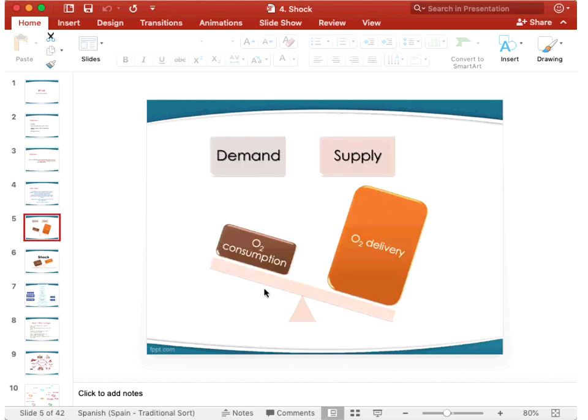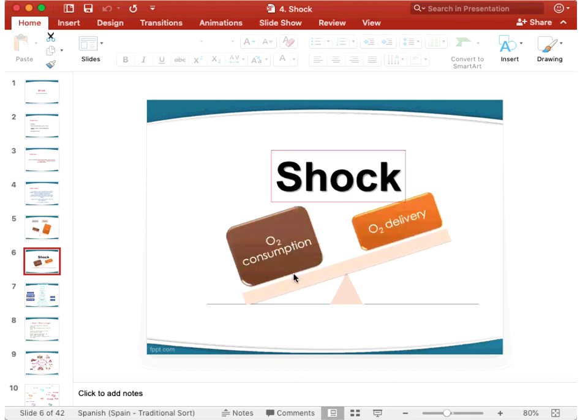All right, so your tissues require a certain amount of oxygen, and normally the oxygen supply is more than enough. But in a state of shock, this reverses. The oxygen consumption is far greater than the oxygen that is being delivered to the tissues. So what happens then? All of your tissues are desperately lacking oxygen, so your whole body starts falling into shock.